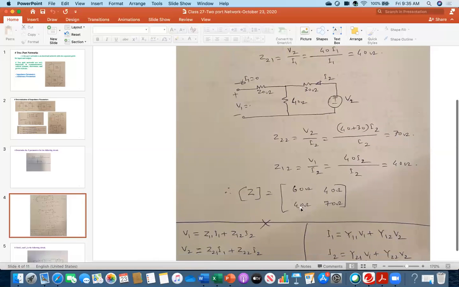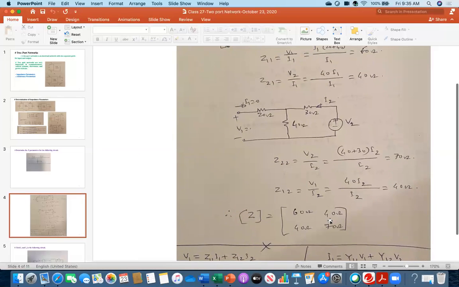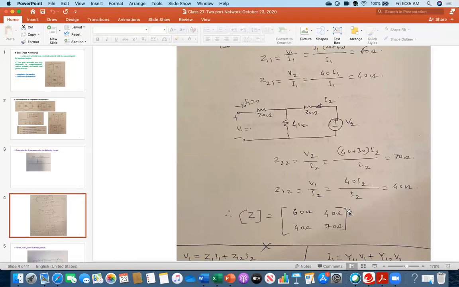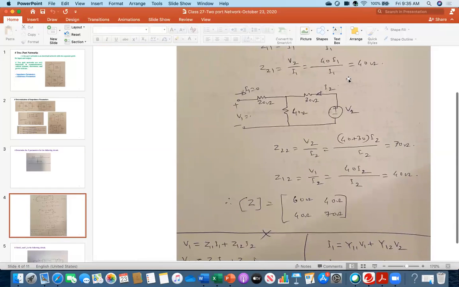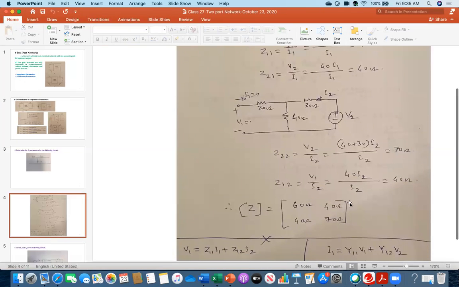Now here you see that I'm writing in the impedance format. You may not need to write this during the exam or homework or whatever. If you can just calculate these four, then you are done. I am showing this one because I did it here, but you don't need to show this one. So the four parameters are 60, 40, and then 70, and this 40, G12.